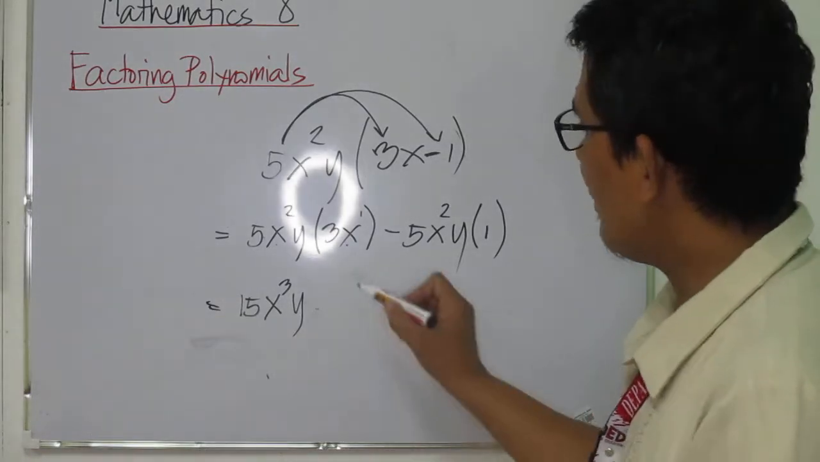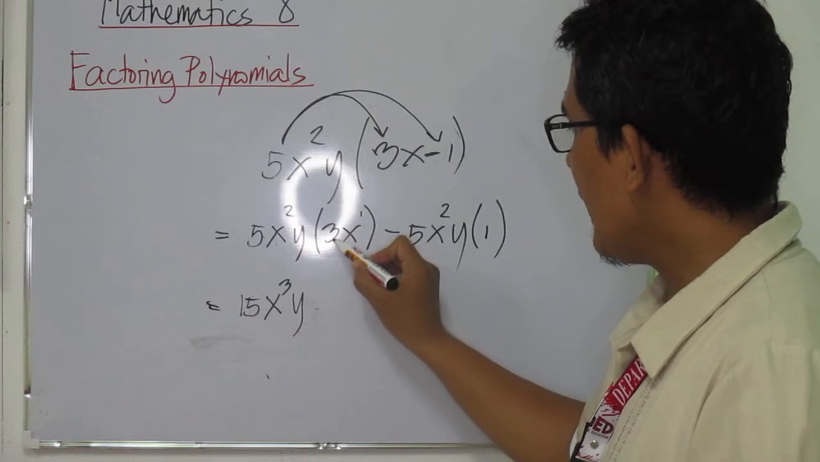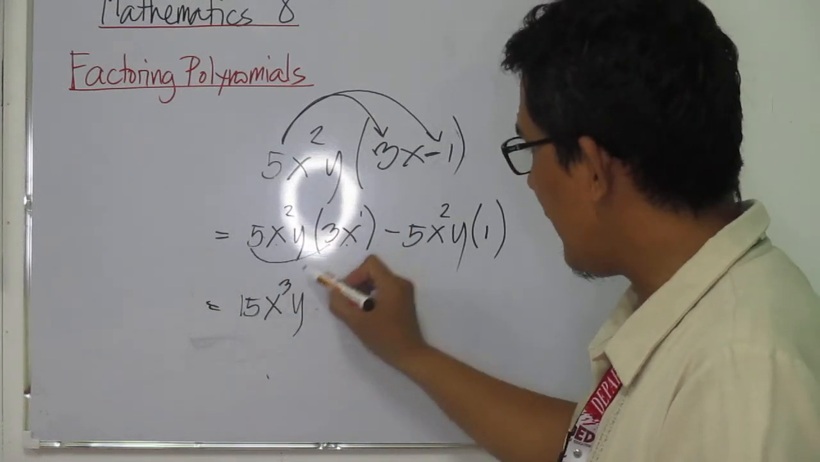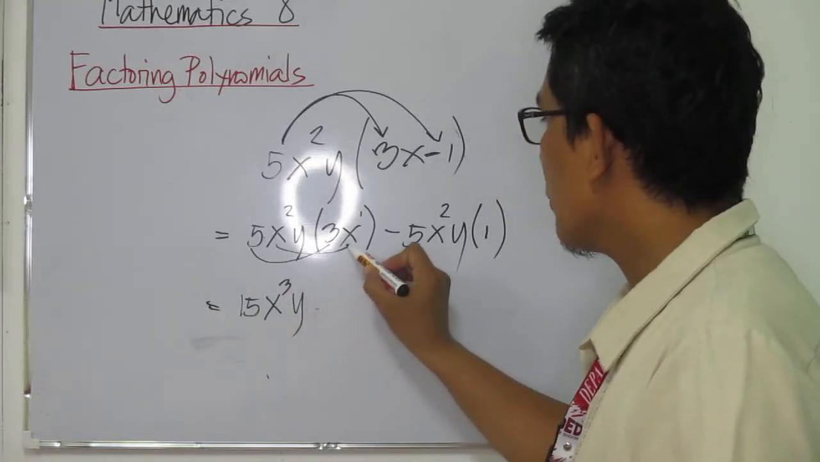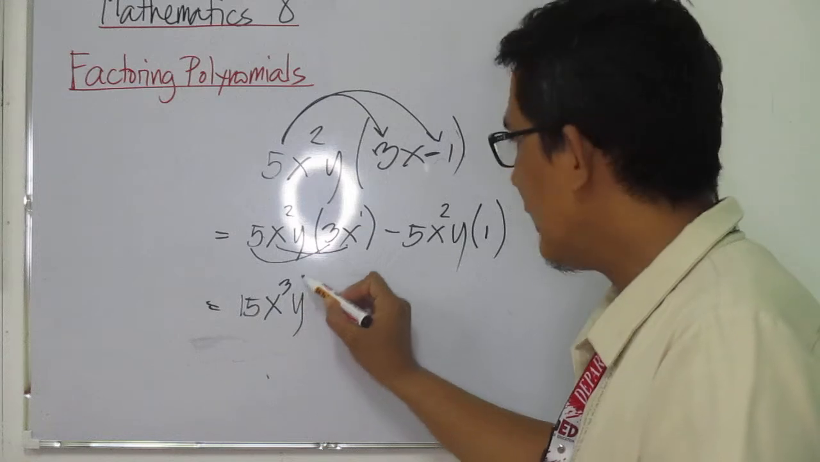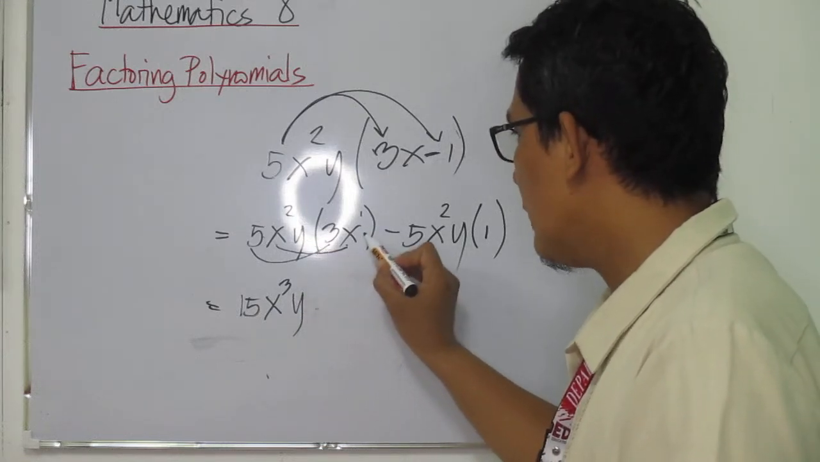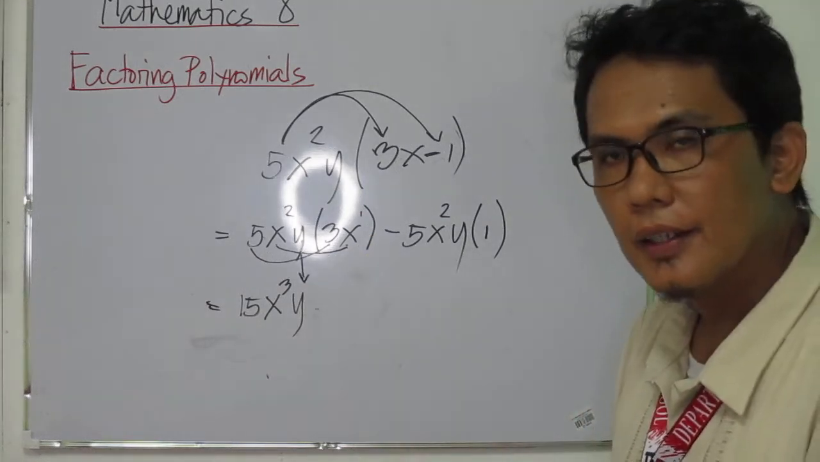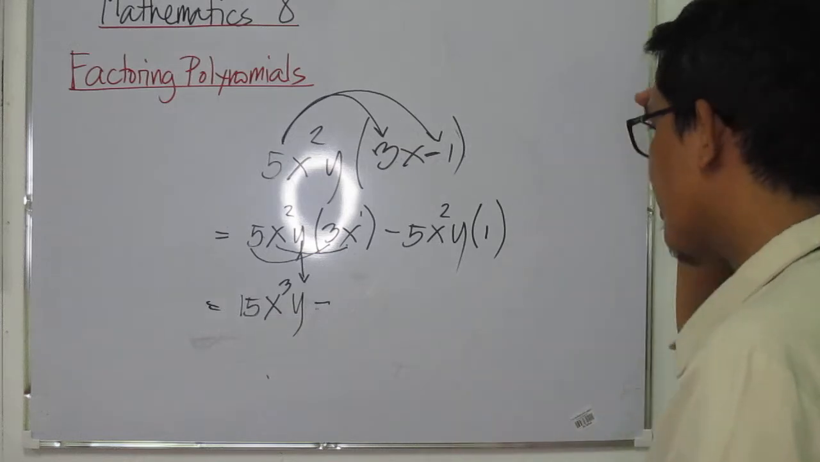Okay? So when we multiply 5x squared y times 3x, we multiply 5 times 3 is 15. X times x, we're going to add 2 plus 1 is 3. Then, since we are not going to multiply another variable y on this factor here, we just copy our y. Okay? Then, write our subtraction sign.